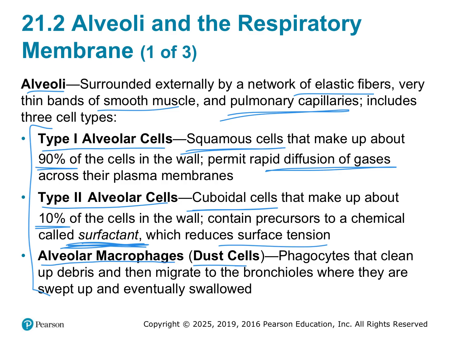And then the other type are alveolar macrophages. So macrophages are part of your immune system, and they can undergo phagocytosis, so they can clean up debris. They can migrate to the bronchioles, where they're then going to be swept up and eventually swallowed.